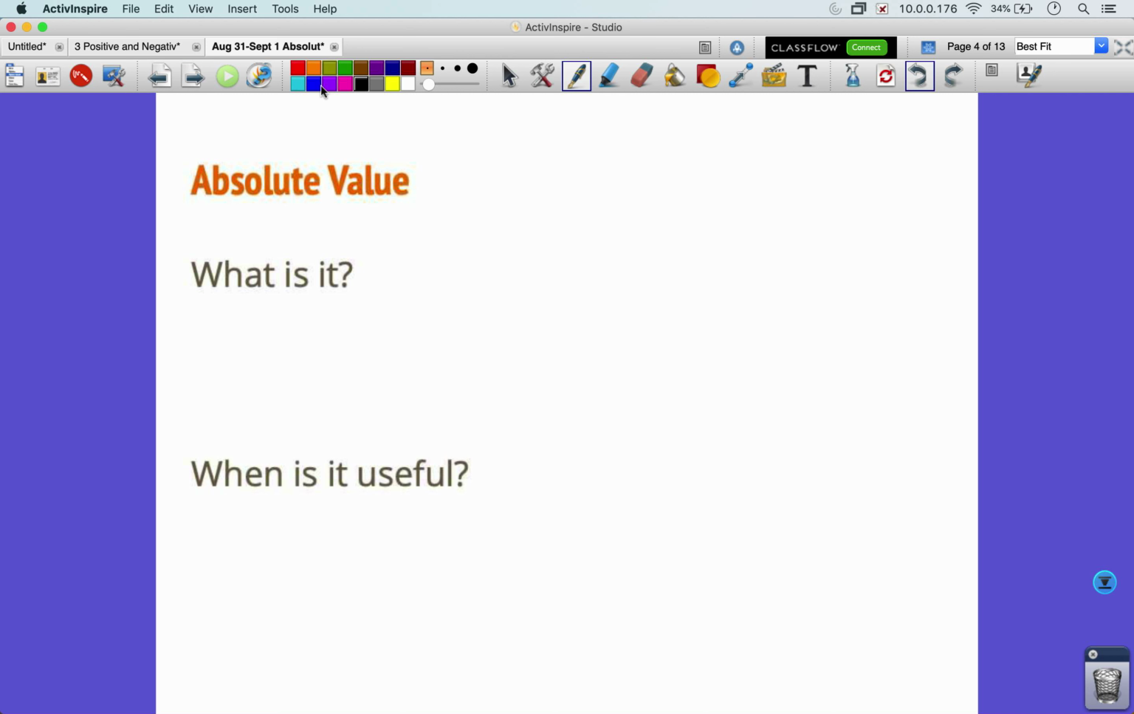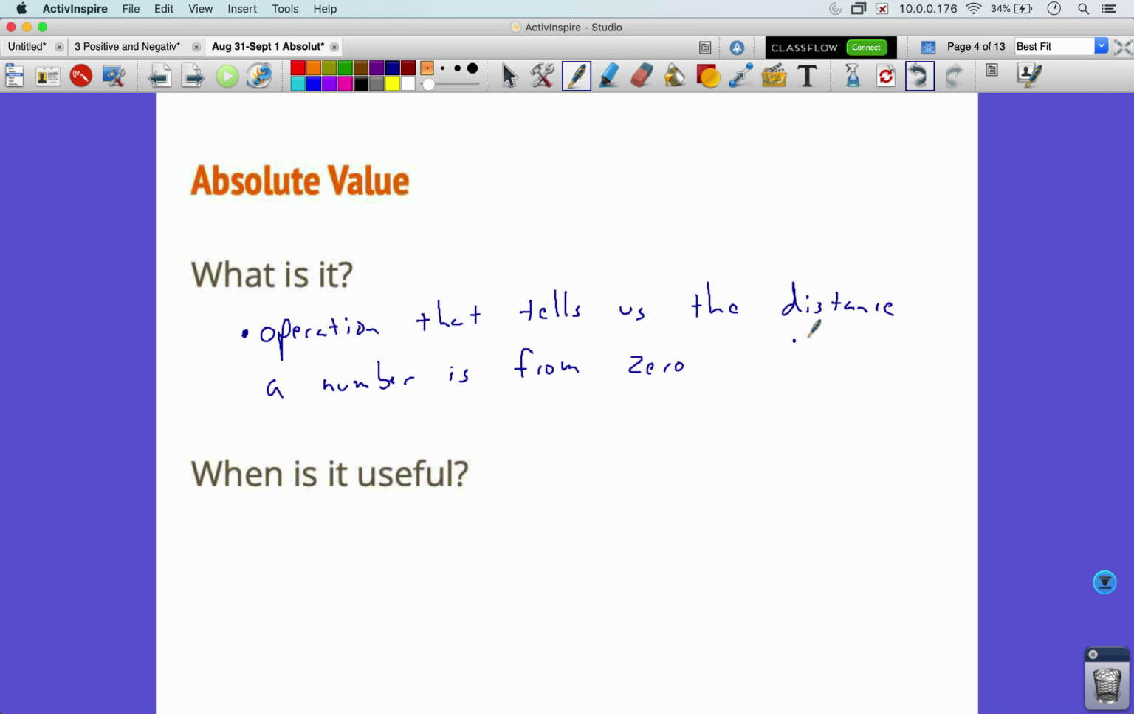Okay, absolute values. What is it? So it is an operation that tells us the distance a number is from 0. Alright, and distances are always positive. We never talk about a negative distance.